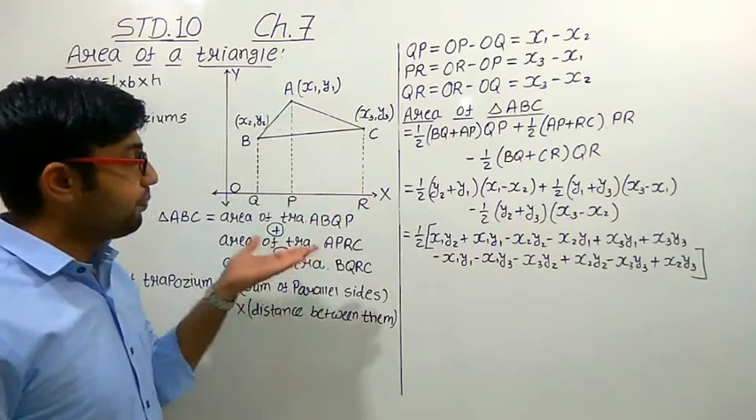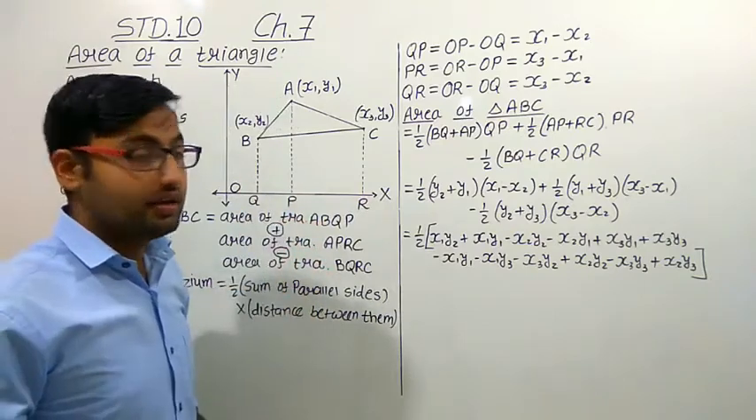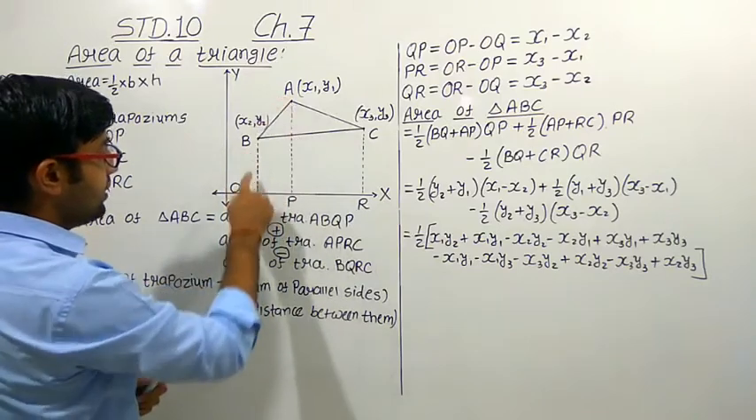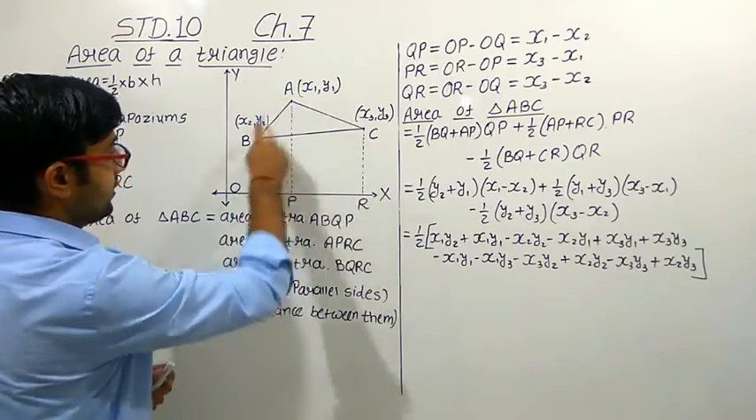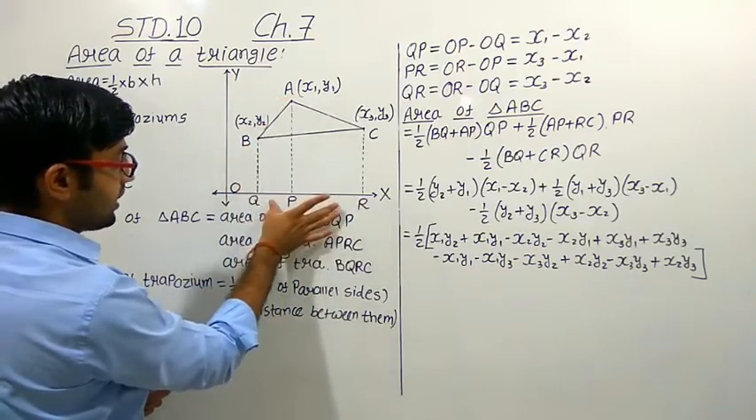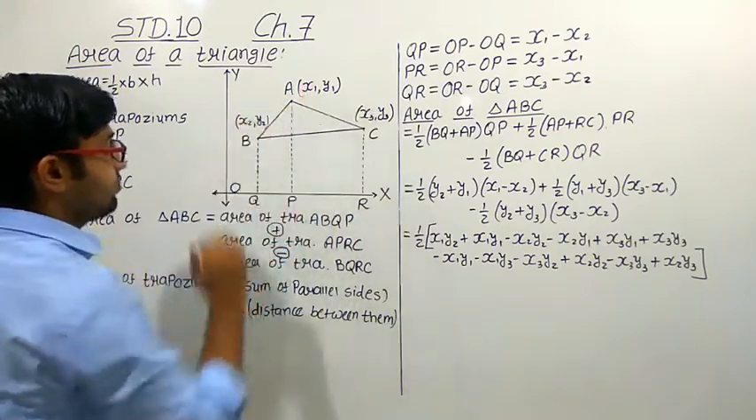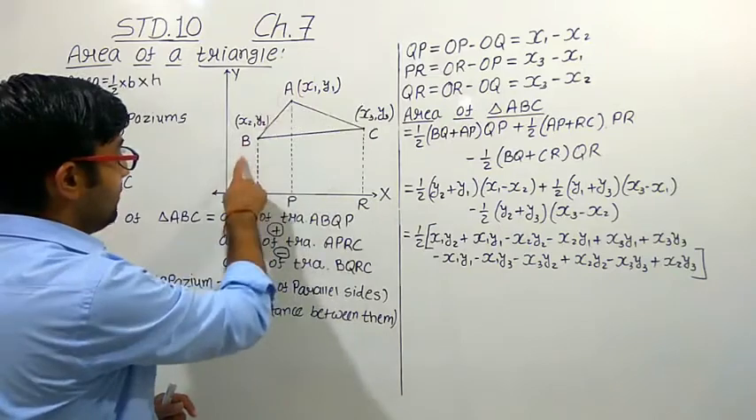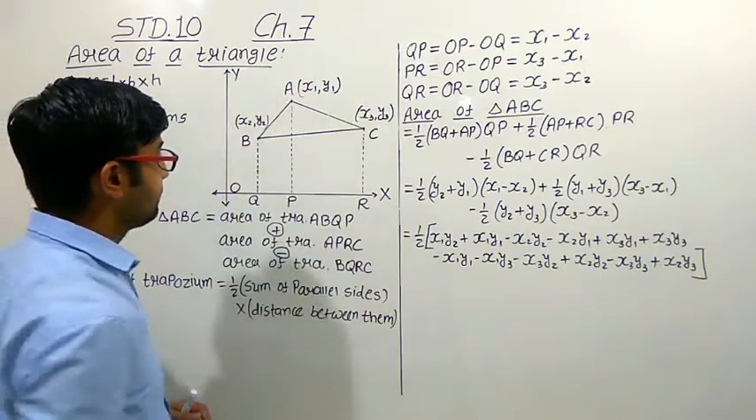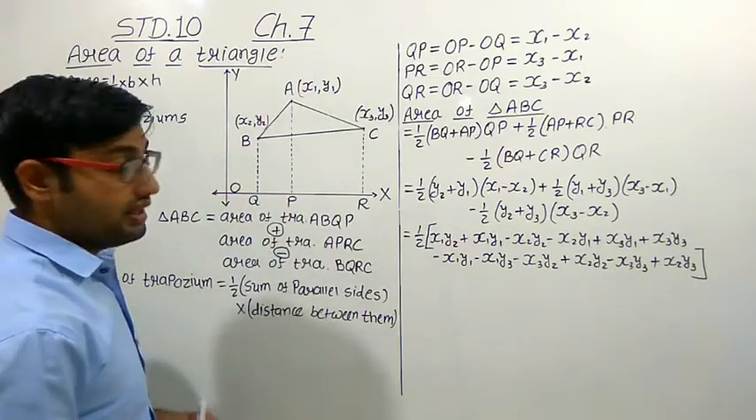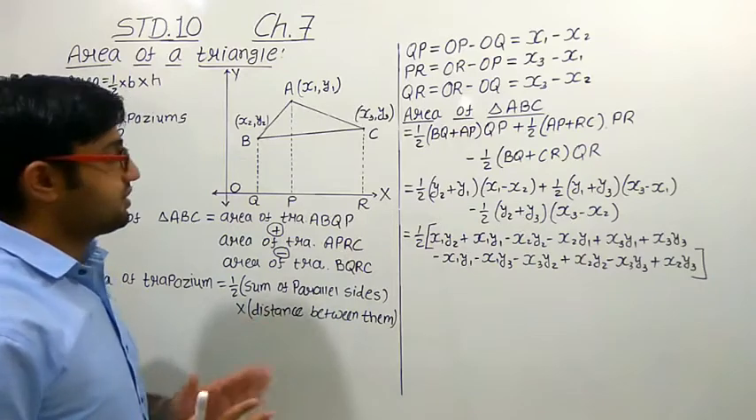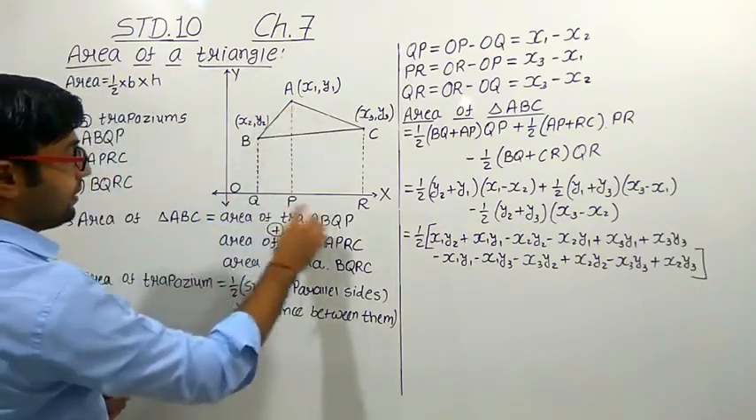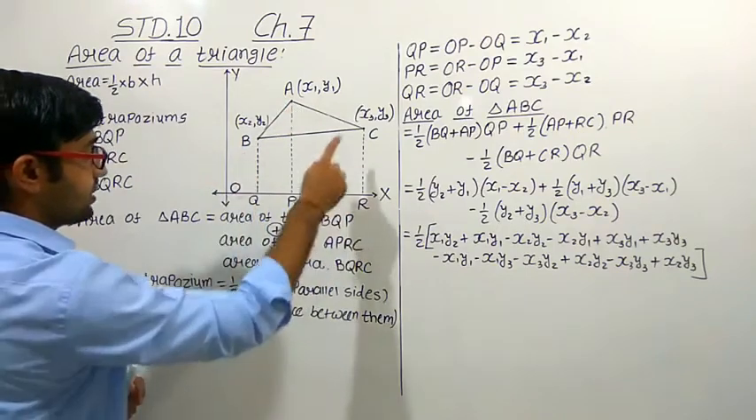So how can we use the parallel sides to find out the area of the triangle? See, this total area ABQRC. This is one side, second side, third side, fourth side, fifth side. This is a pentagon. This pentagon ABQRC, right, is divided into three trapeziums. The first trapezium is ABQP, the second one is APRC, and the third one is BQRC.